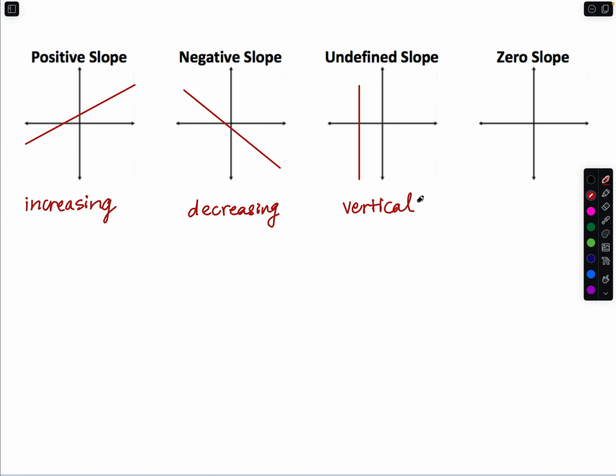Vertical. And zero slope means that the value of the slope is 0, not that it does not have a slope. So no slope would be something like undefined slope, but zero slope means that the value of the slope is 0, meaning it is a horizontal line like this. This would happen when the numerator is 0. So this is a horizontal line. So horizontal lines have 0 slope, vertical lines have undefined slope or no slope. Positive sloping lines are increasing and negative sloping lines are decreasing.